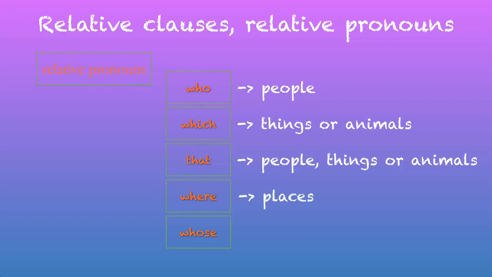Where is used when you talk about places, and whose is used when you talk about things that belong to someone, so it's about possession and ownership. Let's look at some examples here.